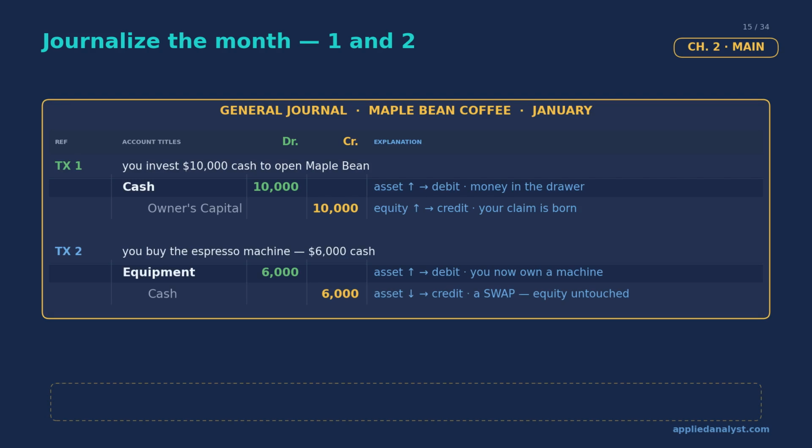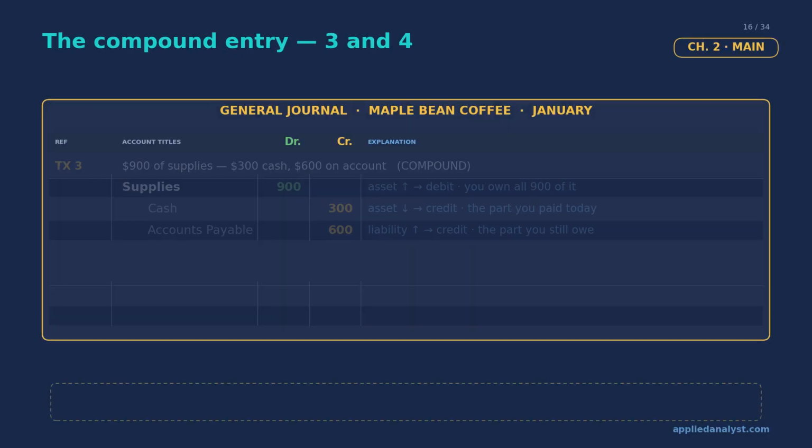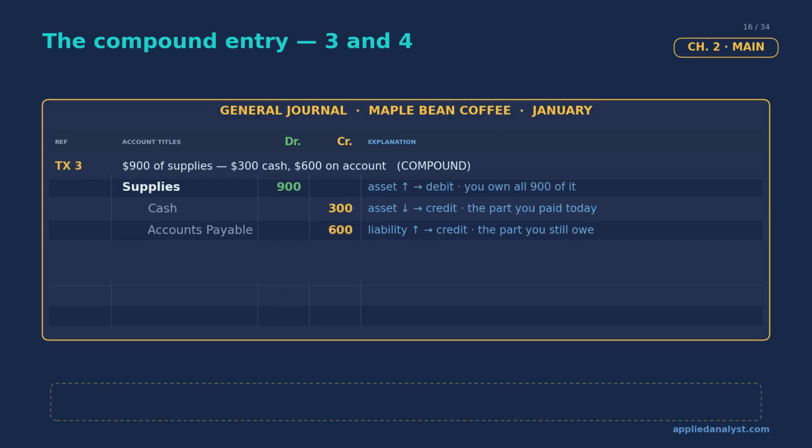Equipment arrives, debit it, cash leaves, and a shrinking asset goes to the credit side. That is the Chapter 1 swap, now written in journal language. Transaction 3. Careful, this is the compound one.